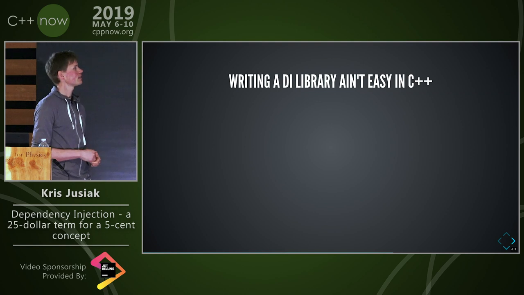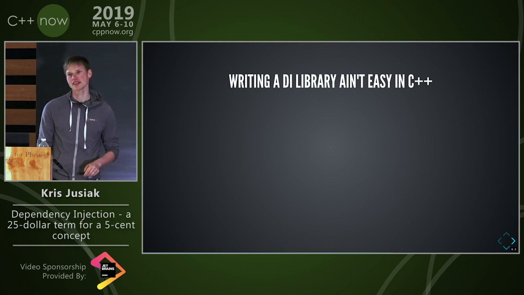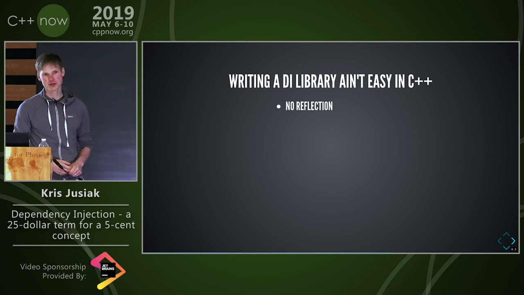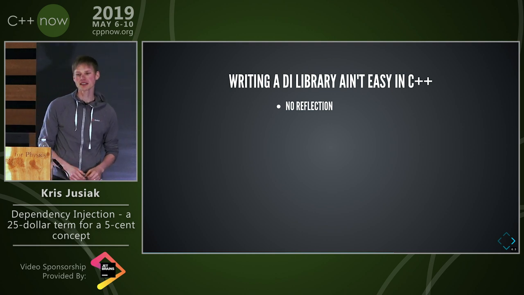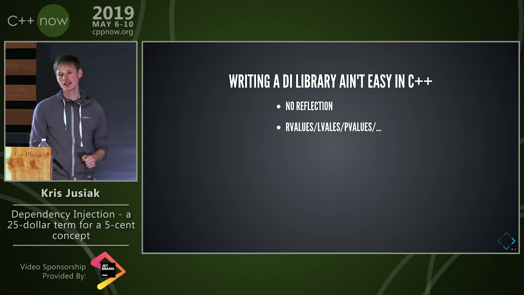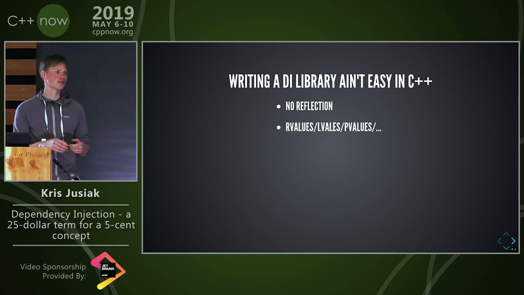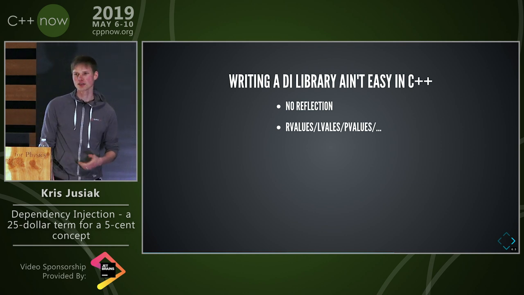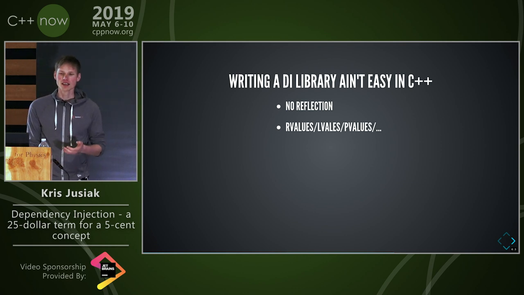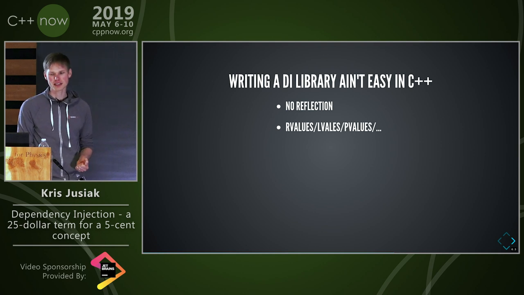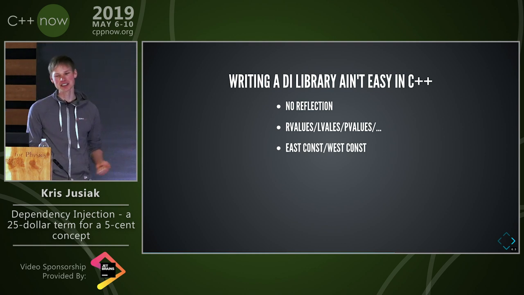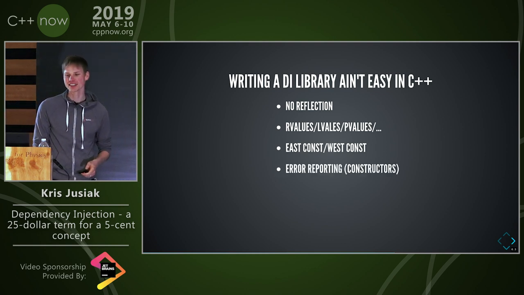But all in all, writing a DI library is not easy in C++. I can tell you that because I wrote one. There's no reflection, so it's hard to deduce the constructor parameters. You have to do a lot of TMP magic to make that happen, but it's possible. We have all these rvalues, lvalues passed by the constructor, which is like, oh my gosh, what to do with that? So you have to get the object lifetime dependencies right. You have east const, west const. DI has to handle that. It cannot not care about it.